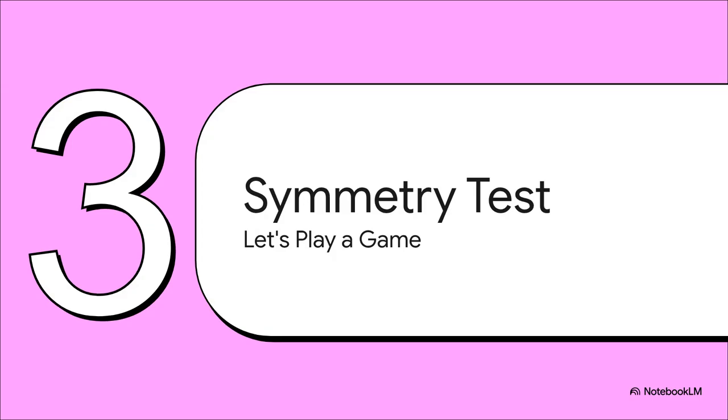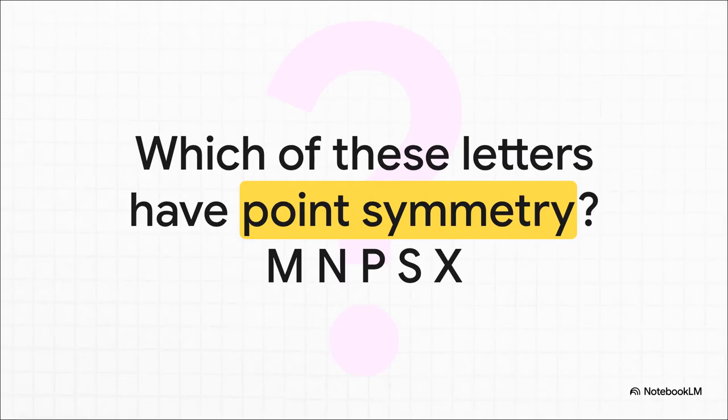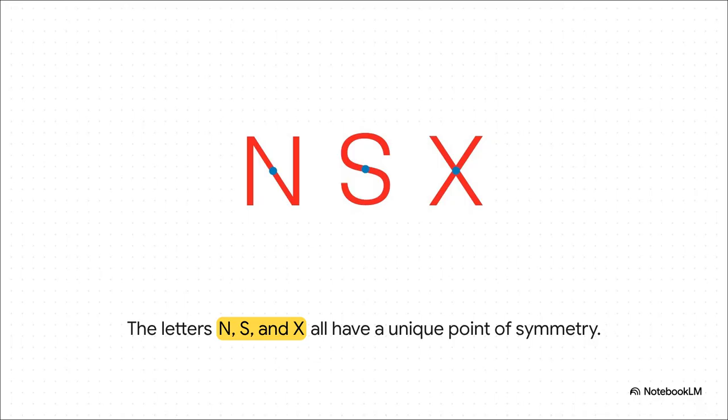All right, so you've got the rules for line symmetry and point symmetry. Now it's time to put that knowledge to the test. Let's do a quick challenge. Take a good look at these 5 capital letters: M, N, P, S, and X. Think back to that definition we just covered. Which of these letters could you spin 180 degrees around a central point and have it look exactly the same? Give it a shot.